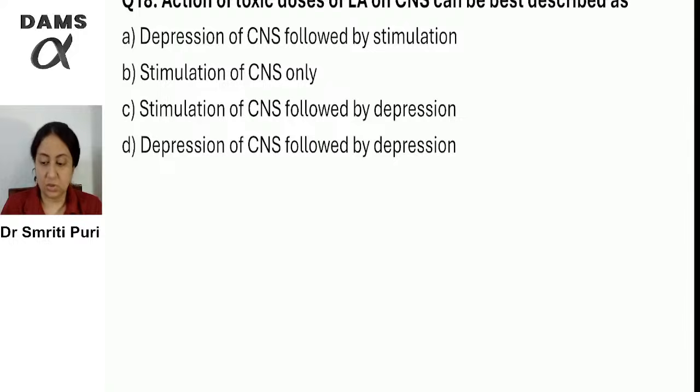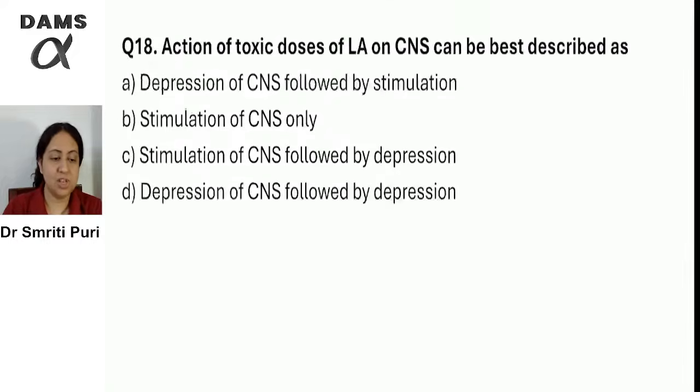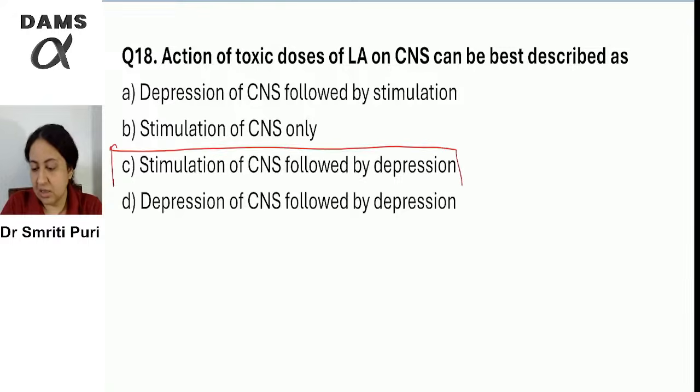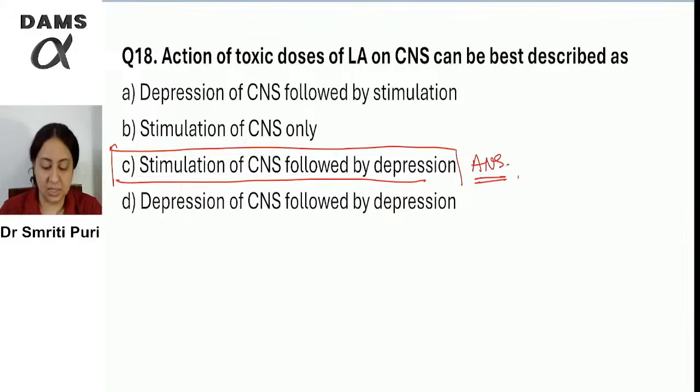Action of toxic doses of LA on CNS can be best described as: A, depression of CNS followed by stimulation; B, stimulation of CNS only; C, stimulation of CNS followed by depression; and D, depression of CNS followed by depression. So we had just seen the table, and there I told you that stimulatory clinical features develop first followed by depression. So option C is the correct answer. Stimulation of CNS followed by depression. Again, emphasizing on LA toxicity.